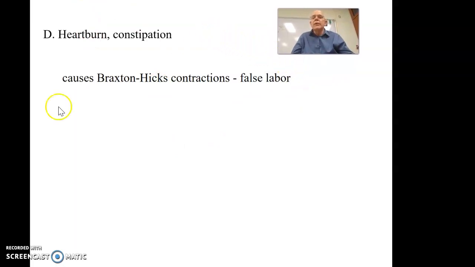All that has to do with the weight of the baby. Because now you've got this big 8, 9, 10-pound baby in there, and obviously it's going to put pressure and things on the other organs.